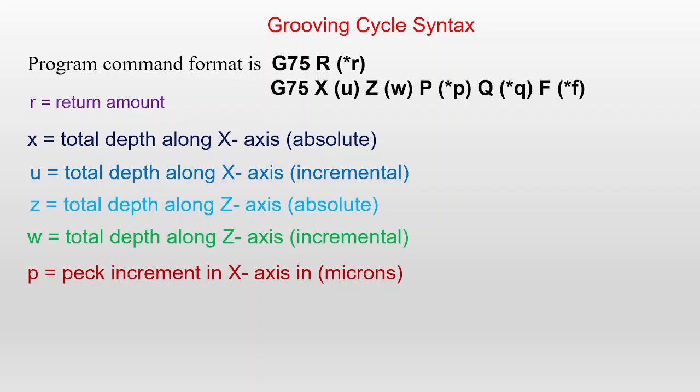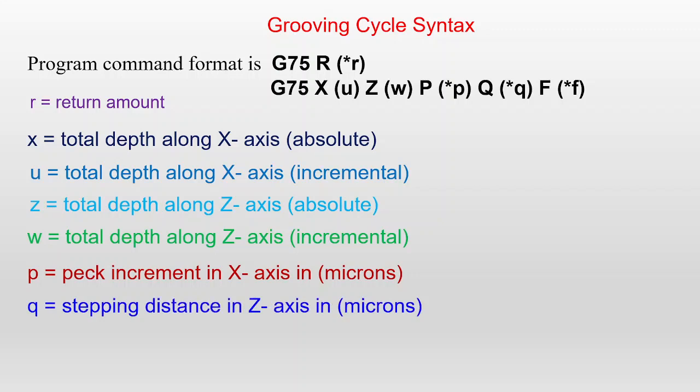And you have to mention the peck increment in the X-axis in microns. So whatever value we mention here, P and Q, it will take as microns. So accordingly you have to take the distances. And Q is the stepping distance in the Z direction, that is also in terms of microns. And F indicates the feed rate. So this is the syntax, simple. The two-line syntax is sufficient to complete the entire grooving cycle. It's a very short program while using the grooving cycle, once you know this syntax.